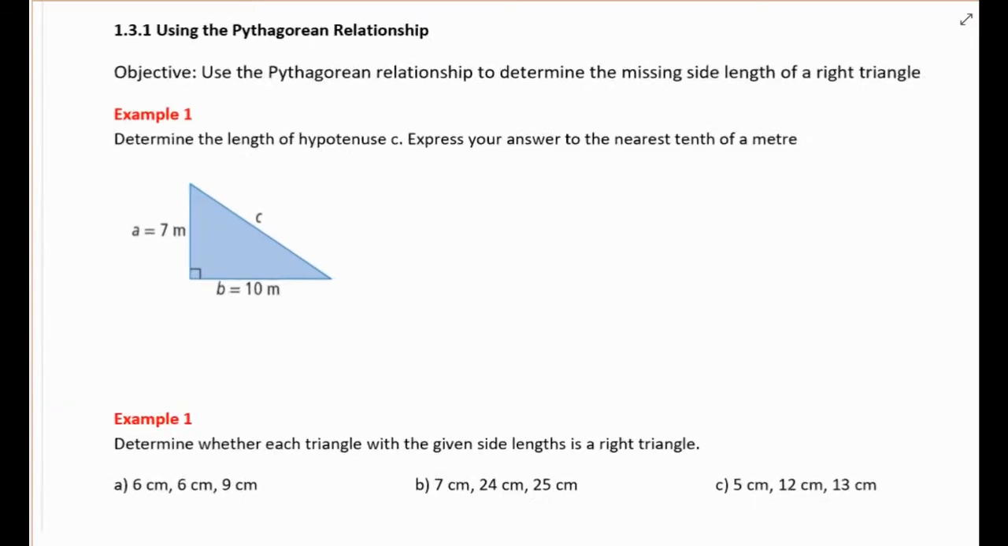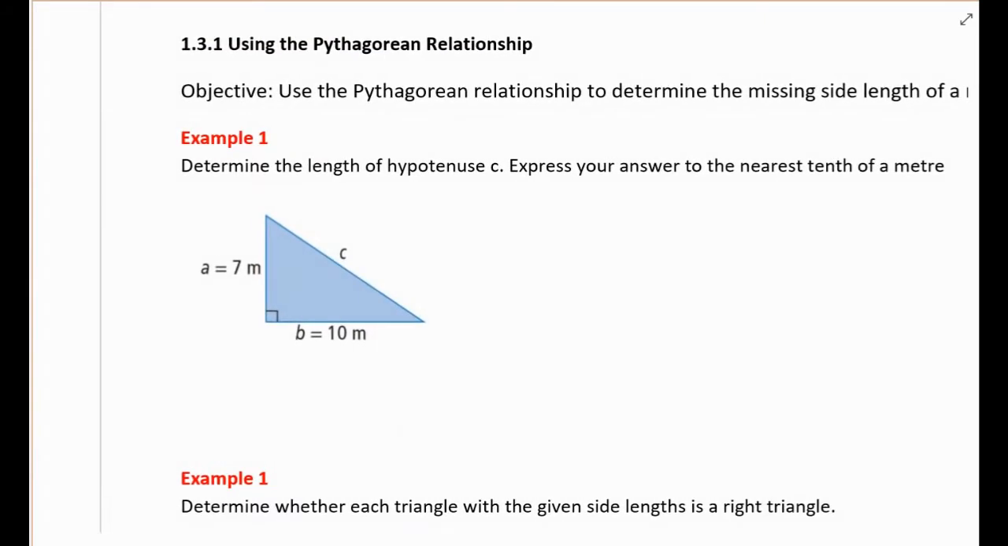Last class we learned the relationship between the side lengths of a right triangle. Say this leg is 7 meters and this leg is 10 meters, and we want to calculate the length of the hypotenuse. Remember everyone, the hypotenuse is the longest side facing the right angle.